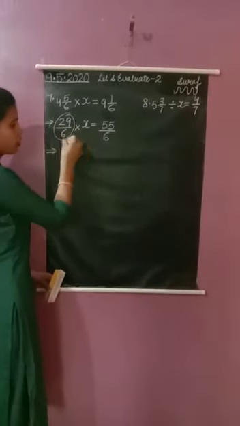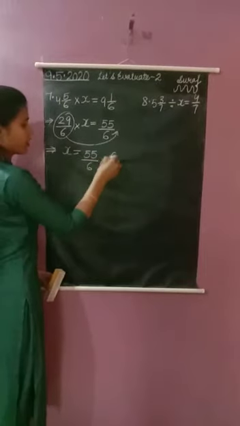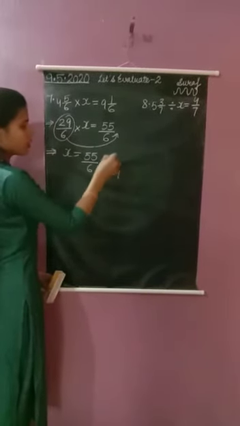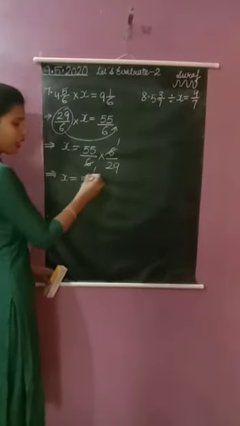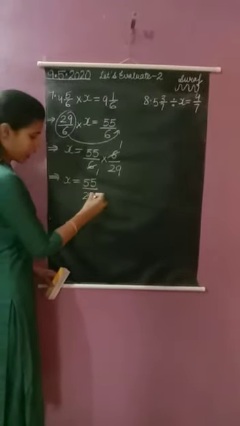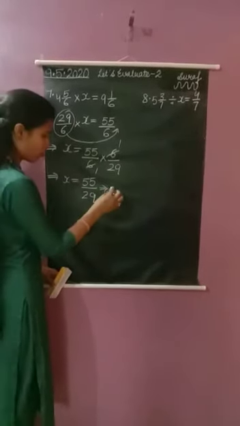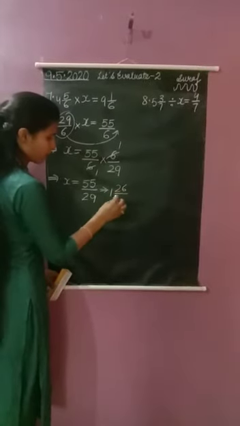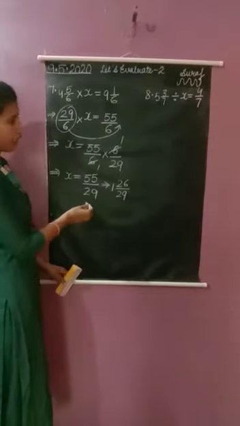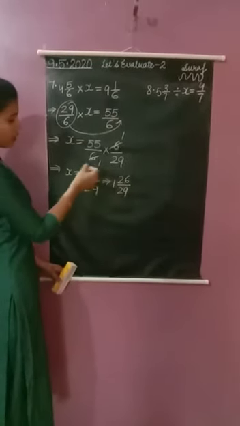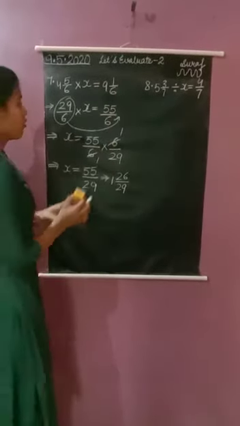Now we use here the transposition method and the reciprocal of it. Now 6 cancels by 6 and x is equal to 55/29. We can write here this is a mixed fraction also, the mixed fraction of 55/29. Okay, whenever we multiply this number with this, we get 9 and 1 upon 6. Now the 8th question.